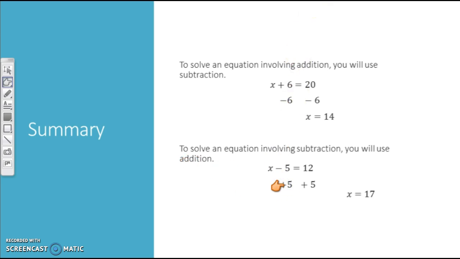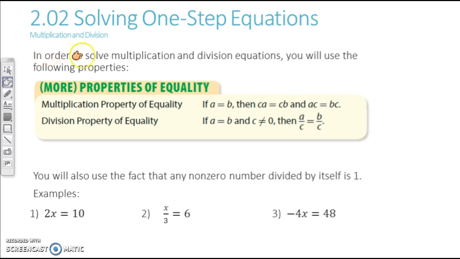So now let's look at multiplication and division. Okay, so this is sort of like addition and subtraction. If I multiply one side of the equation by a number, I have to do it to the other. Same thing with division. If I divide one side of the equation by a number, I have to do it to the other. Okay. You will also use the fact that any non-zero number divided by itself is 1. So basically any number besides 0, if I divide it by itself, is 1.